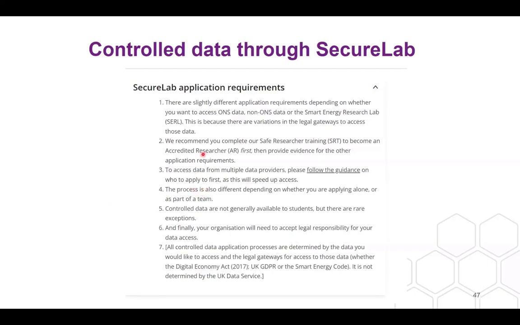Important to note, we have said that we need to be based in the UK and have a UK affiliation. We need to have completed safe researcher training. This can be done through us. We offer this training, or if you have already done it with another provider, we will confirm that and we will proceed. We need to become an accredited researcher via the ONS if we are applying for ONS data. Of course, if I'm making an application for ONS data and non-ONS data in the same project, I need to follow both application procedures.